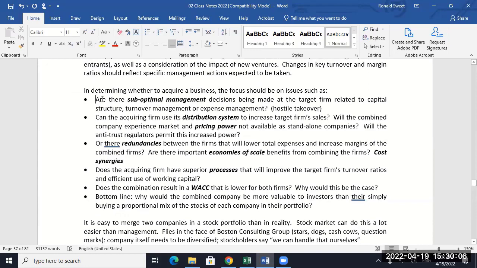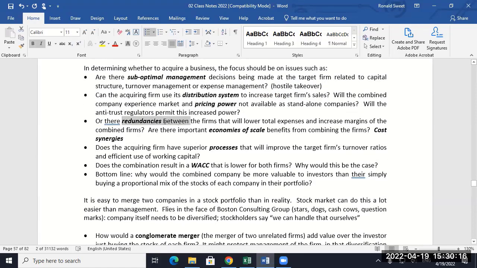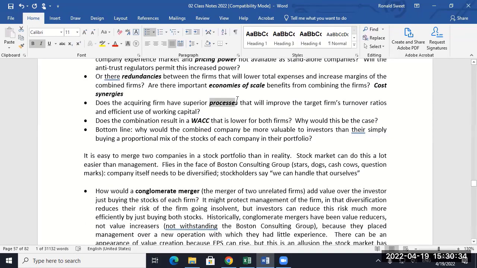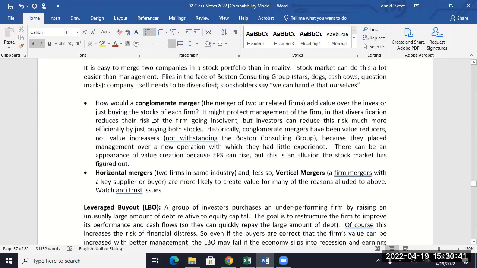So you might buy another firm because they have really bad management. You might buy them because you really like the distribution system or you get some pricing power. Redundancies, what does redundancies mean? That means you're going to lay off people. In the UK, they actually call them redundancies, and it's not a bad word. Redundancies isn't a bad word in the US, layoffs is. But in the UK, when they say they have redundancies, they mean layoffs. They're going to lay people off. You may buy them because you like their processes. Maybe they have some way of doing things that you want to adopt.